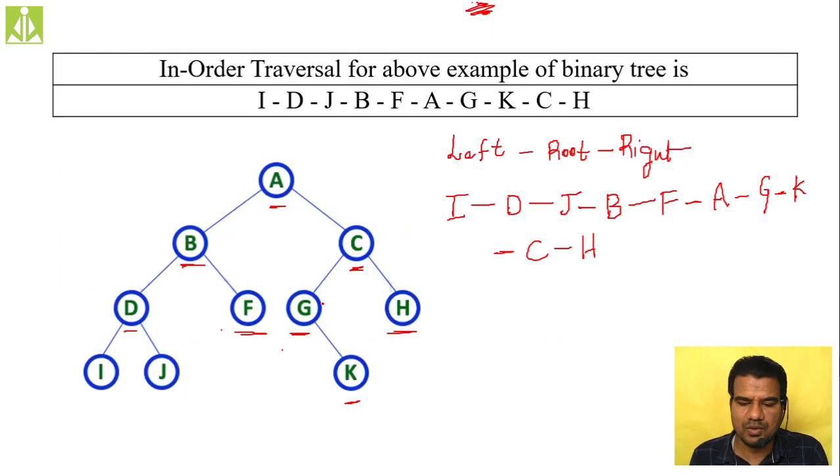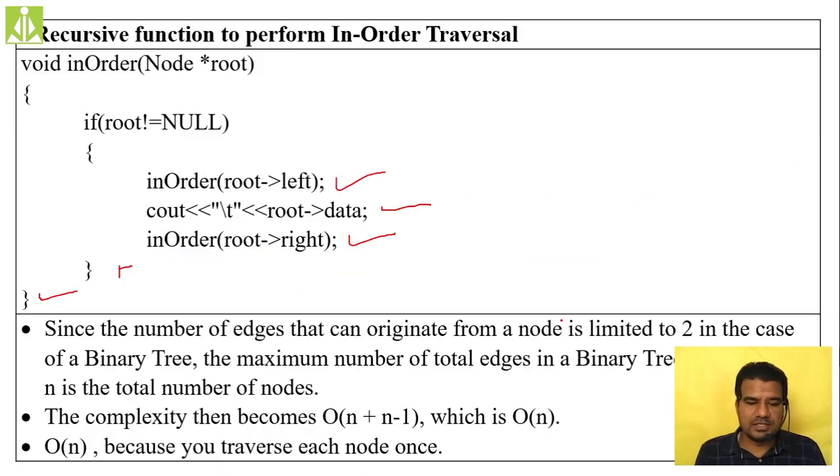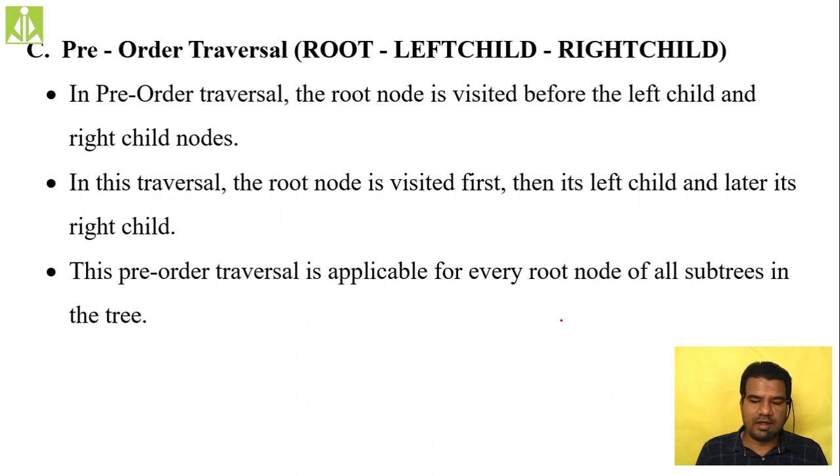Coming to this, go one step. Okay, first we are visiting A. We are trying to visit A, then B, then D, then I. Failing at I, we are visiting I. Then come back up, D, J. Okay, come back again, B, F. Okay, come back again, A, G, K, C, H. Correct only. Okay, so like this. Then the next one is pre-order traversal.